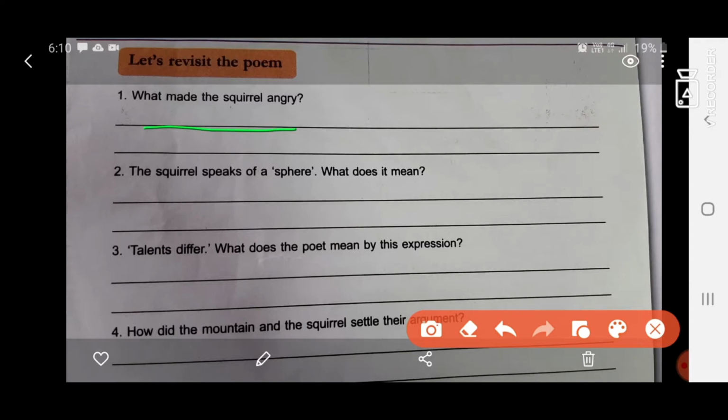Now what does it mean? Now you may write the answer in this place. And the third one, talents differ. What does the poet mean by these expressions?